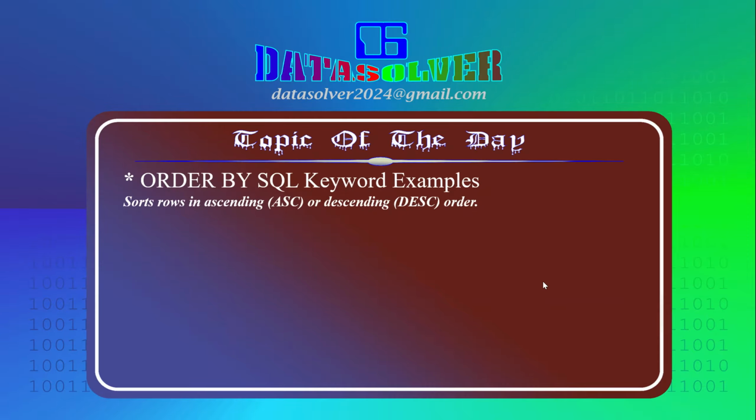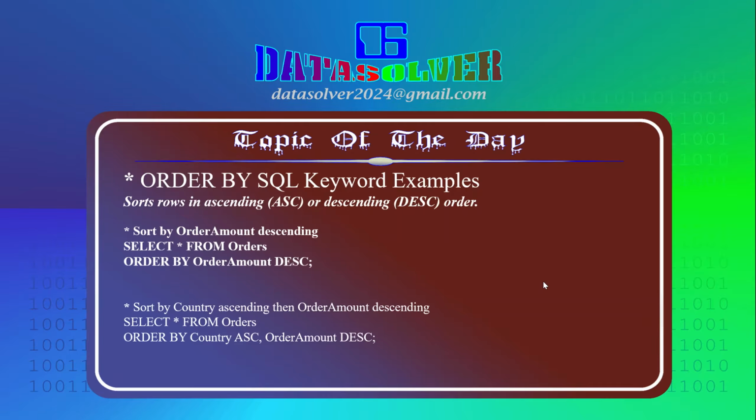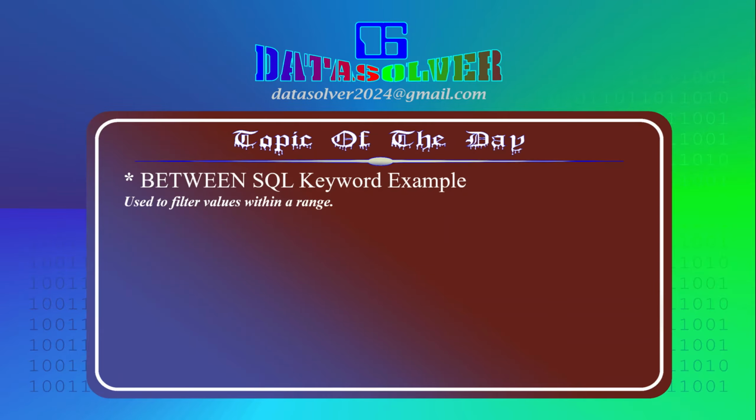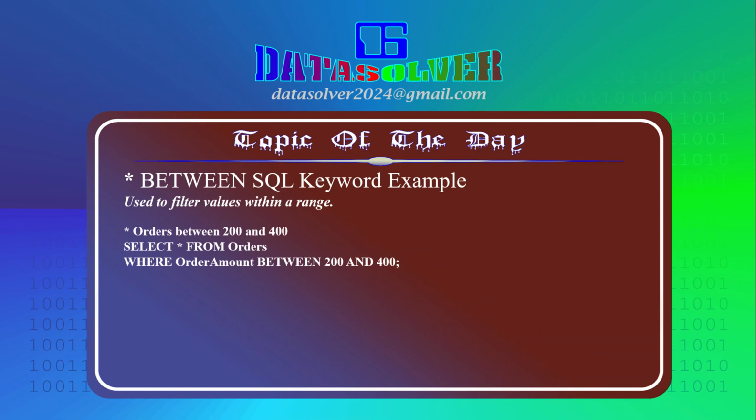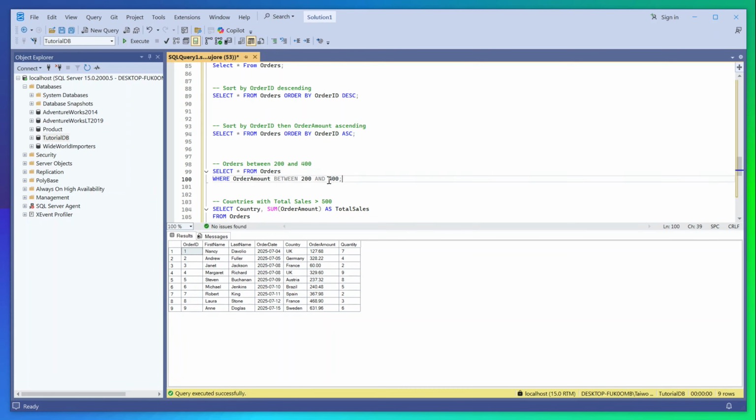And our next function is BETWEEN keyword used to filter value within a range. So let's demonstrate that. So we want to display values between 200 and 400 in our total order. You can see they are all above 200 and less than 400.